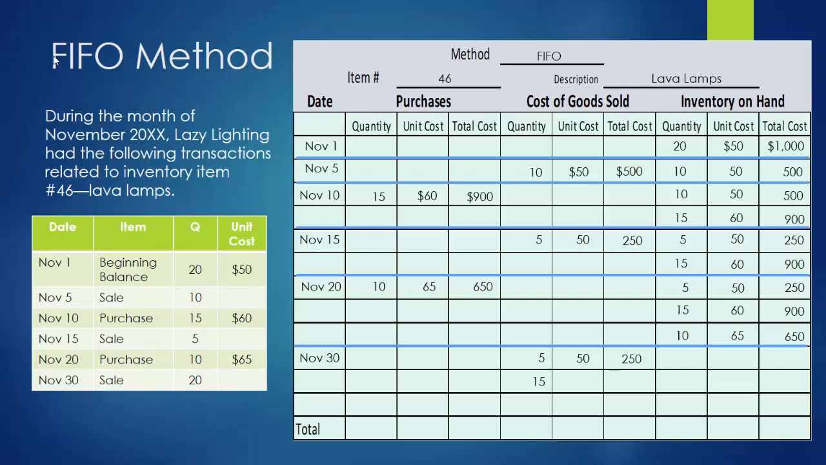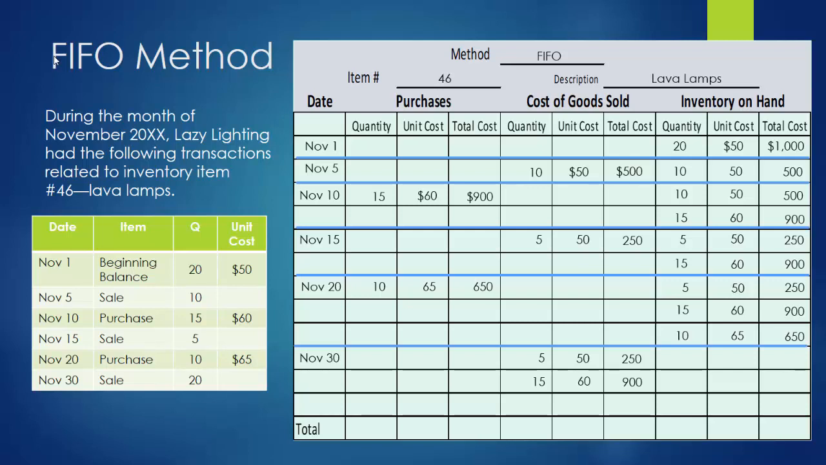So let's sell all 15 of our $60 lava lamps and report a cost of $900 on those. And since we sold 5 $50 ones and 15 $60 ones, that's a total of 20 that we sold, which is equal to the size of our sale. What do we have left? Well, we sold all of the $50 lava lamps. We sold all of the $60 lava lamps.